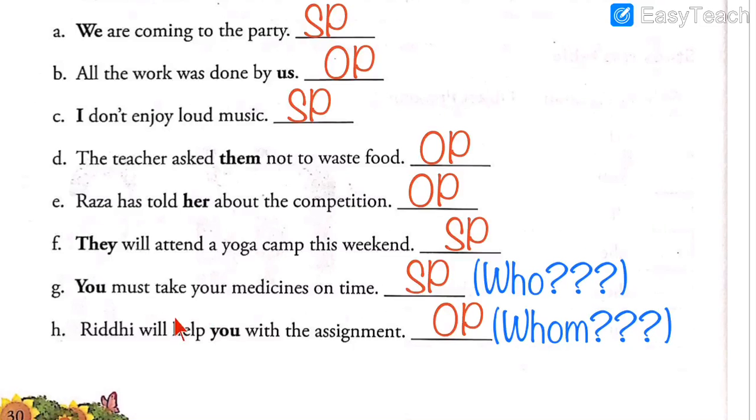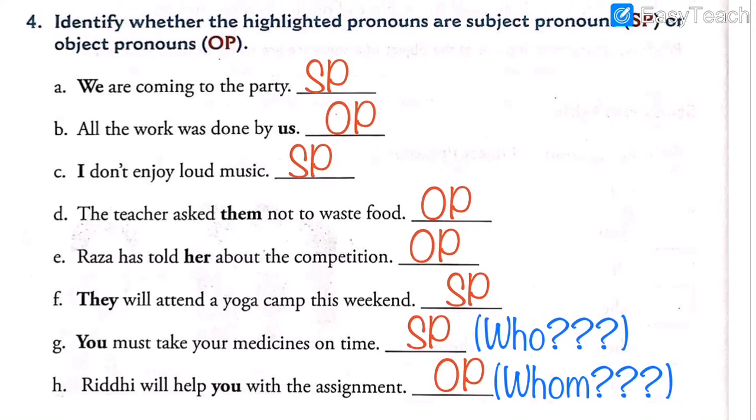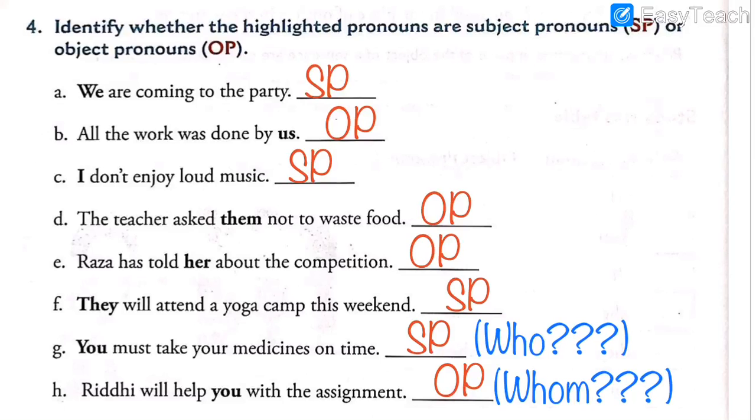That is the difference. Riddhi will help you with the assignment. So whom will Riddhi help? Whom will Riddhi help? Riddhi will help you. So the difference is between who and whom. When you ask the question who, you get your answer for subject pronoun. When you ask the question whom, you get your answer for object pronoun. That is the difference. So please keep that difference in your mind.